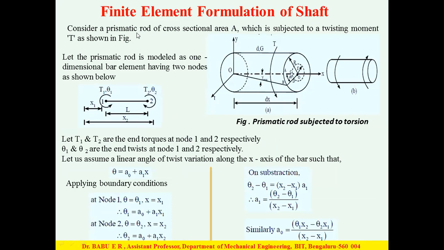Consider a prismatic rod of cross-section area A, which is subjected to a twisting moment T as shown in the figure. So it is a prismatic rod subjected to a torque T. Let us consider a prismatic rod having a diameter D, modulus of rigidity G, and a length of dx. Consider the radius of the prismatic rod as capital R. If it is hollow, I will represent it by small r.